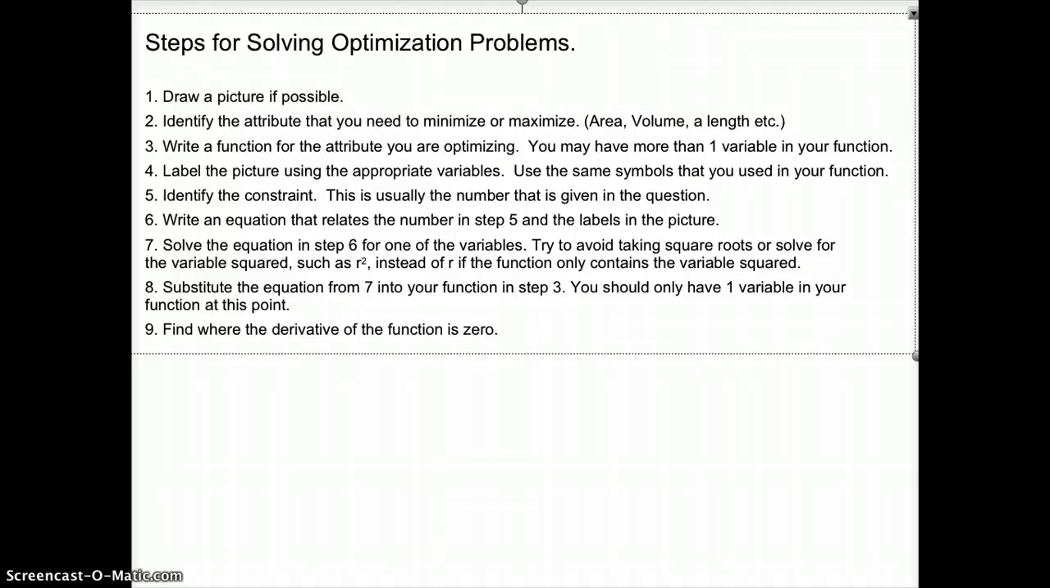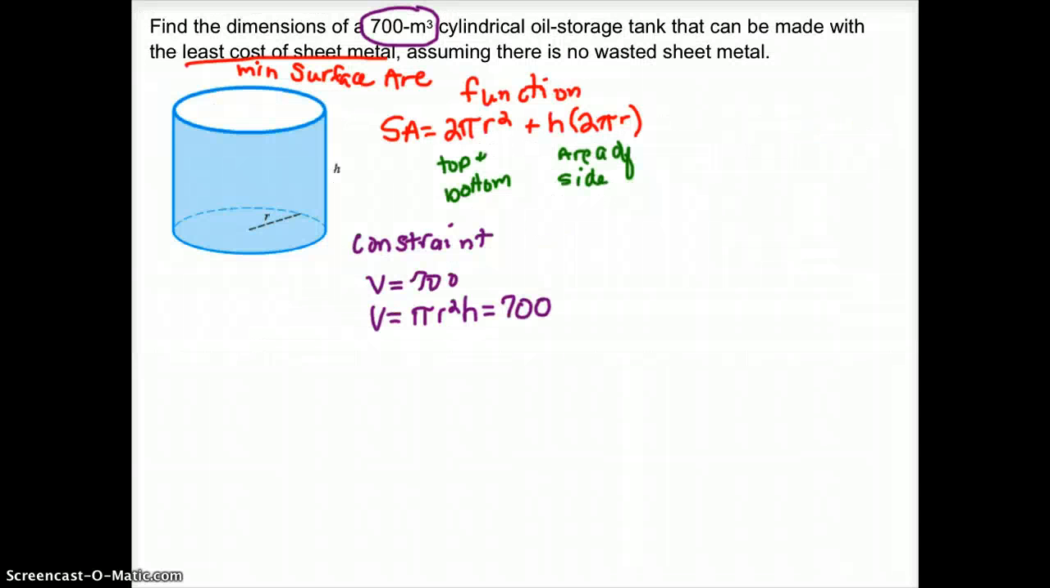Okay, now we're on step 7. So we're going to solve the equation in step 6 for one of the variables. Try to avoid square roots. Sometimes it'd be nicer to solve for the variable squared, such as r squared instead of r. Remember the function's in red over on the other page. If your function only has a variable squared, there's no reason to solve for r. You might as well just solve for r squared.